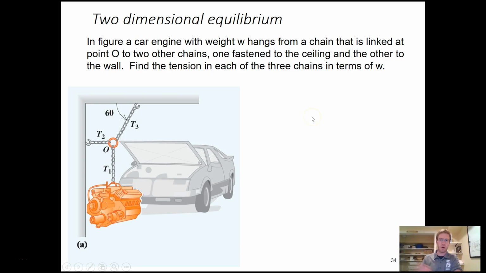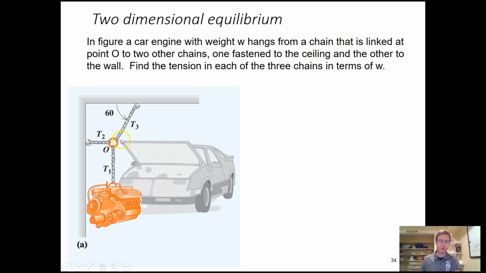I'm going to have you do this one all in variable form, no numbers, to practice the process. So you're helping an auto mechanic design the setup that he's going to use to support engines that he's working on when he extracts them from vehicles. So we have a situation where you have an engine here of weight W, and it's going to be hanging from 3 different chains as shown to keep it just a short distance away from the wall, using this O-ring here that you see, this metal ring.